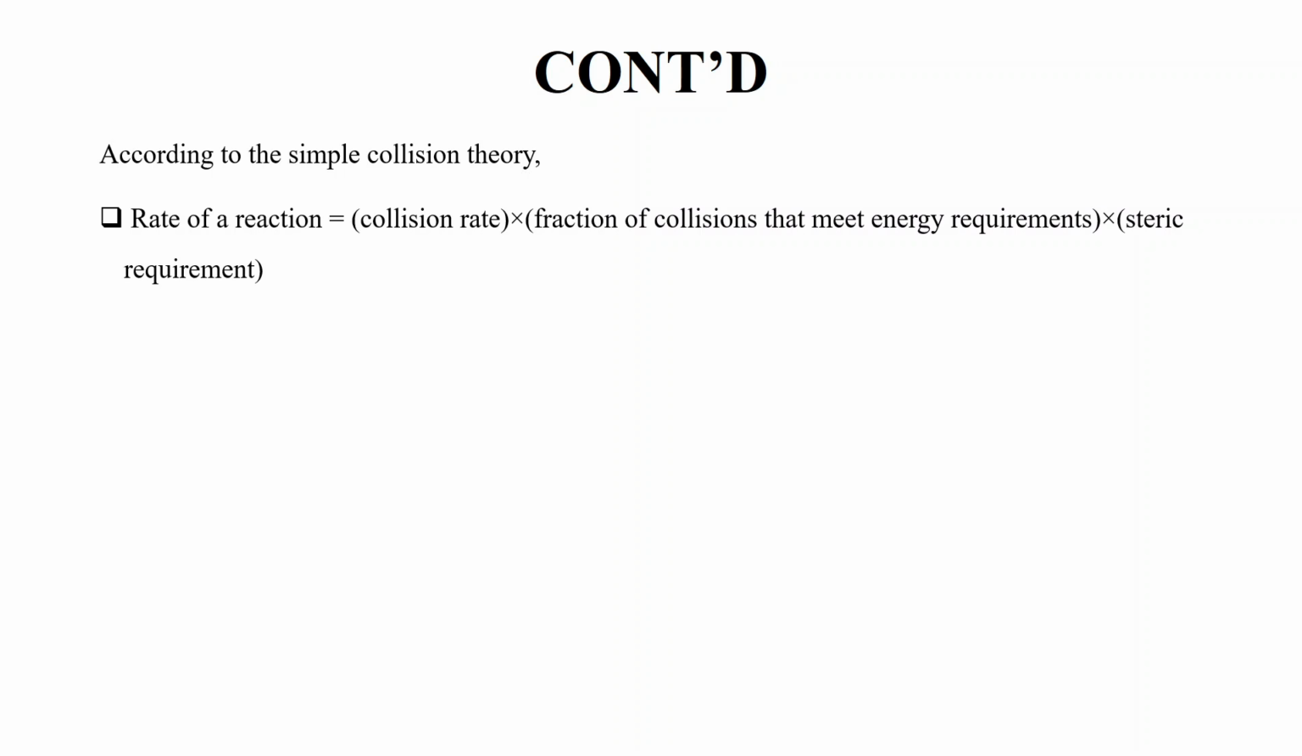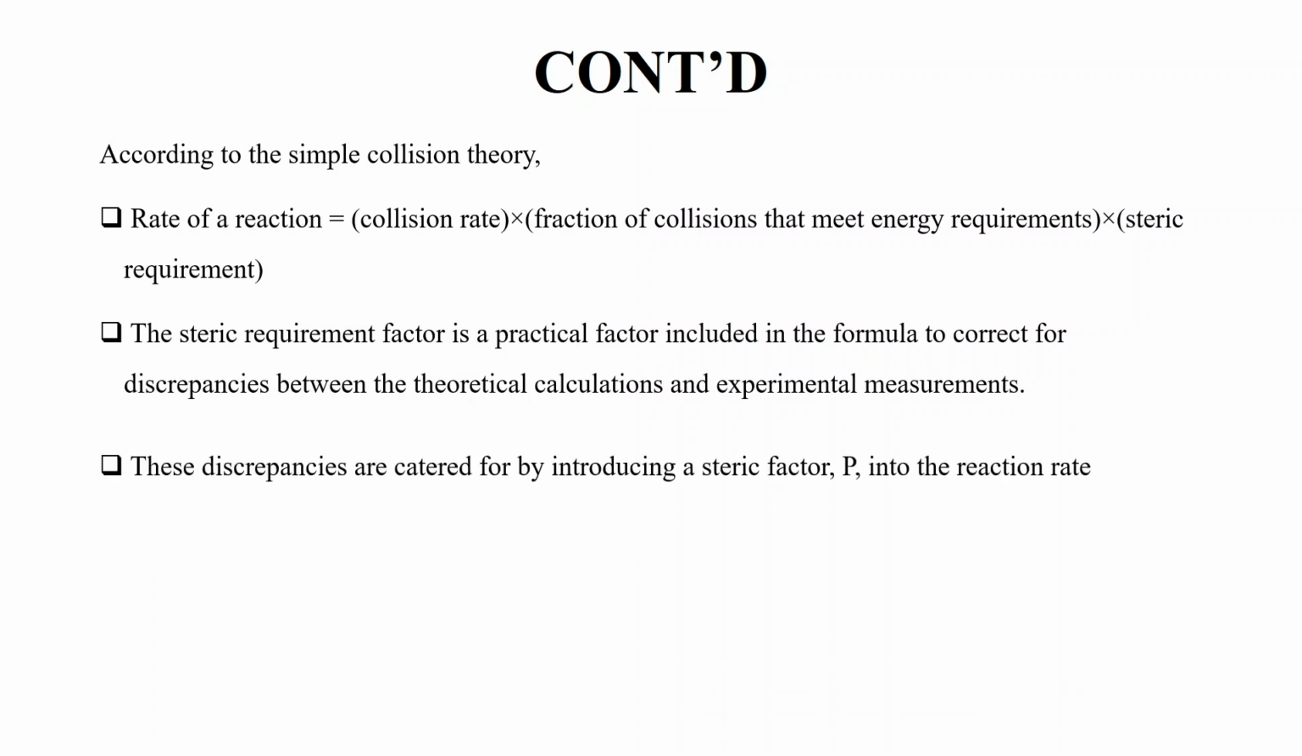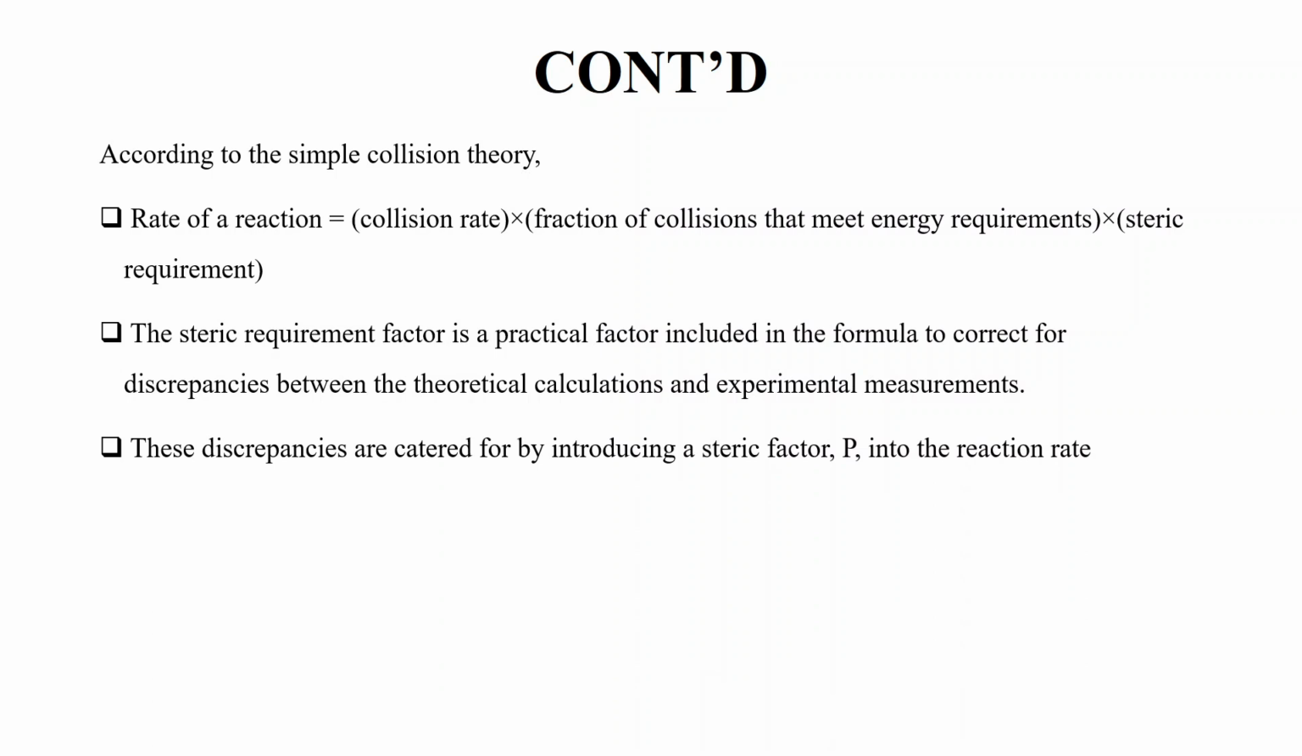You multiply by the collision rate, and then multiply everything by a factor called the steric requirement. Now, this steric requirement is just a practical factor included in the formula to correct for any discrepancies between the theoretical calculations and the experimental measurements. So we want the rates calculated from theoretical calculation to be equal to the ones we get from the experimental results. So we factor in the steric requirement to cater for that.